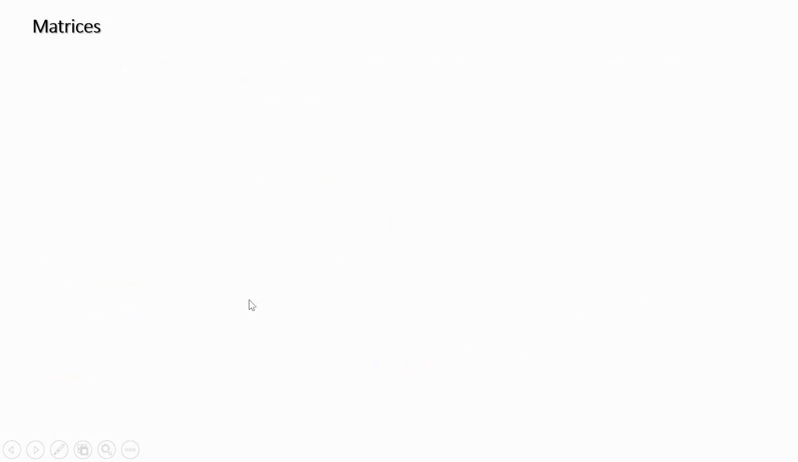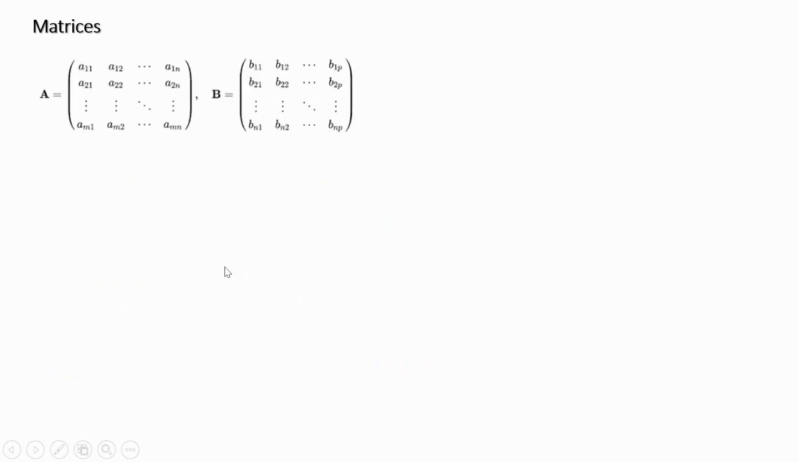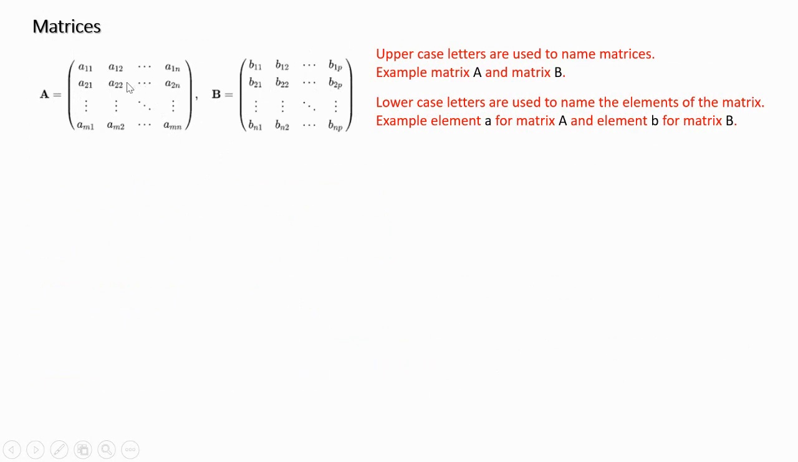Okay, so let's get some definitions and how matrices operate. For example, matrix A, and we have matrix B. If you notice, the uppercase letters represent the name of the matrix, or the matrices. The lowercase are called the elements or the entries. For example, A11, A12, and so forth. Now let's see what is meant by A11 and A12.